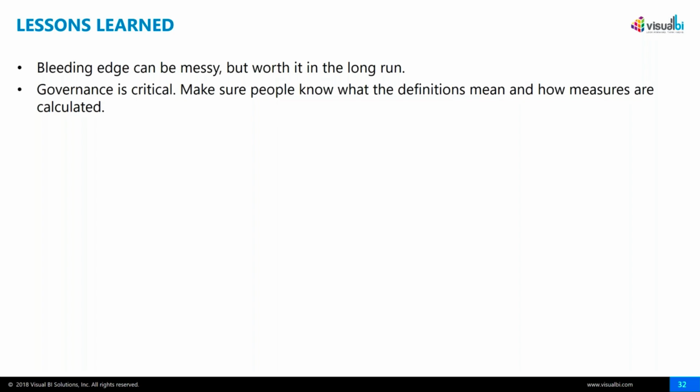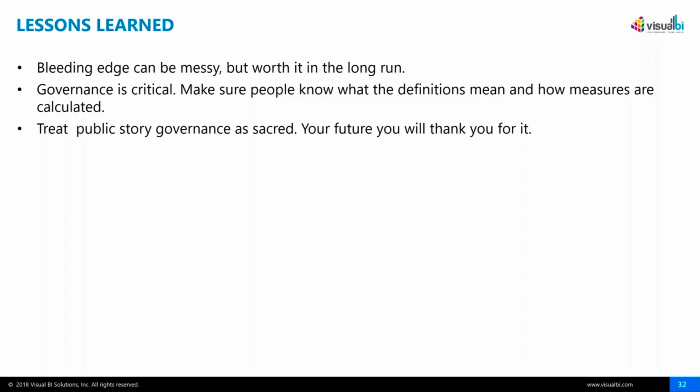Governance is critical. Make sure that the people know the definition. So whenever somebody comes to me and goes, hey, I think the net value calculation is incorrect because of this or that, I just tell them, go speak to the business owner, the one that owns this measure. This is how it's calculated. This is the reasons. But we don't own it. The business owns it.